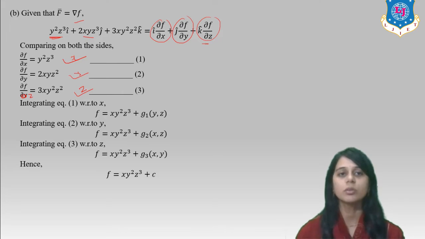integrating equation 3 with respect to z. We get xy square z cube plus g1(y,z), g2(x,z) and g3(x,y). All are constants of integration. Now what is f? f is xy square z cube. So this is our actual function of this vector field.